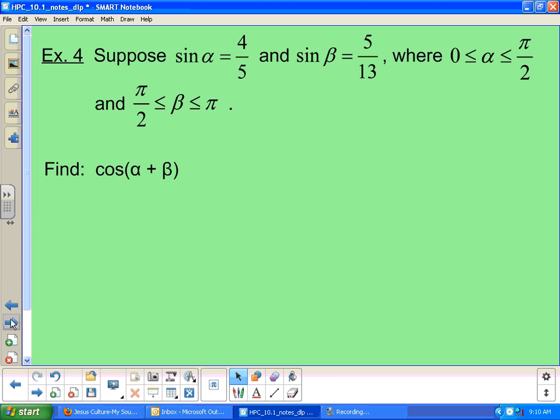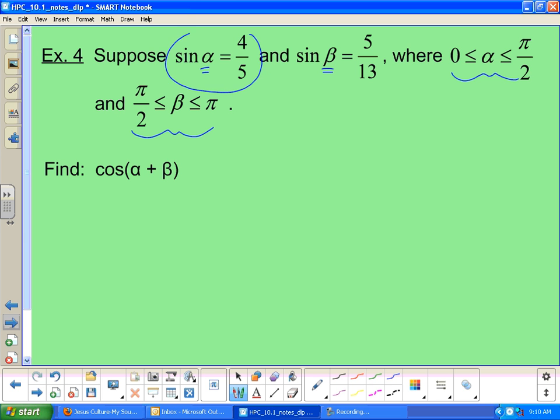This next example, going back to thinking about the angle that I have, the relationship, and which quadrant I am in. For our alpha, we're going to be in the interval of 0 to pi over 2. And for our beta, we're going to be in the interval of pi over 2 to pi. So thinking about where those angles are, quadrant 1 angles and quadrant 2 angles. Let's do a little sketch here, because if we're trying to find the cosine of alpha plus beta, we need to take these sine values and relate them to cosine values.